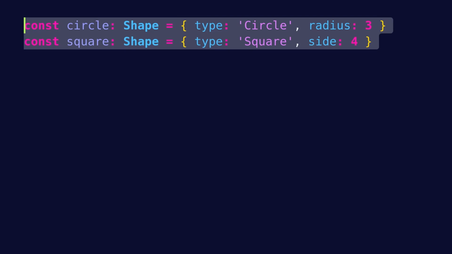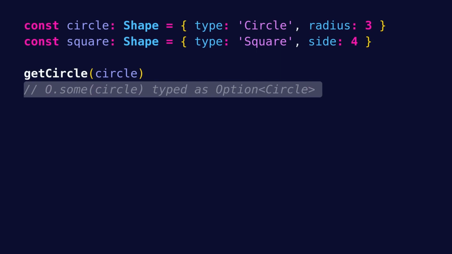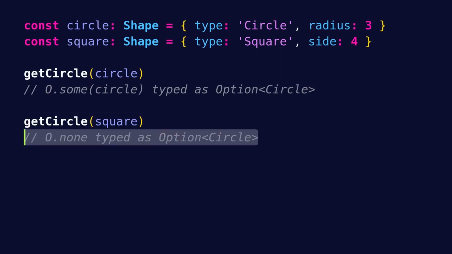So if we have a circle and a square, when we call getCircle with the circle, we get back some circle correctly typed as option circle instead of just option shape. And when we call getCircle with the square, we get back none, again correctly typed as option circle instead of just option shape.